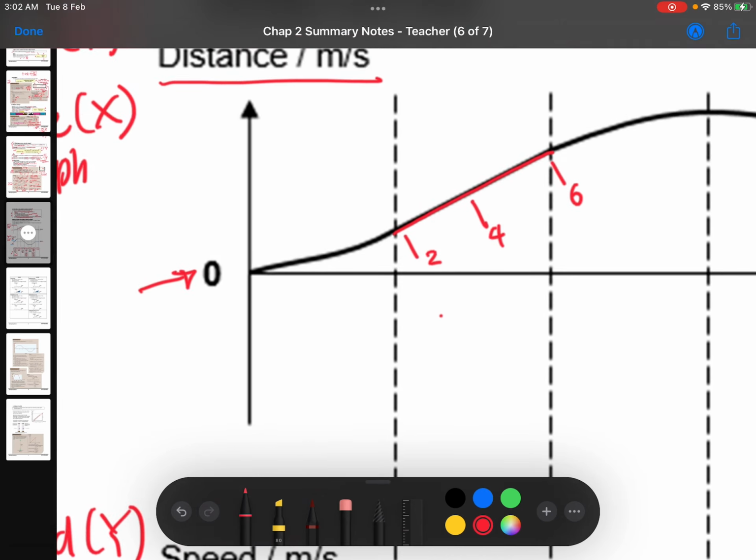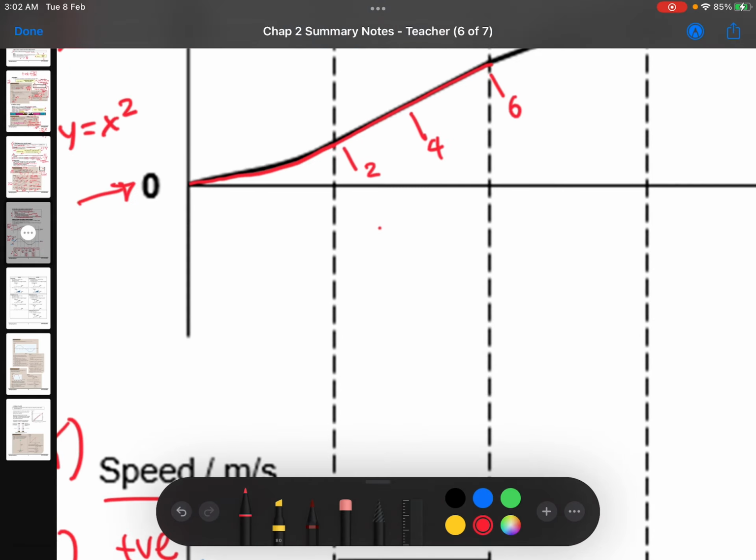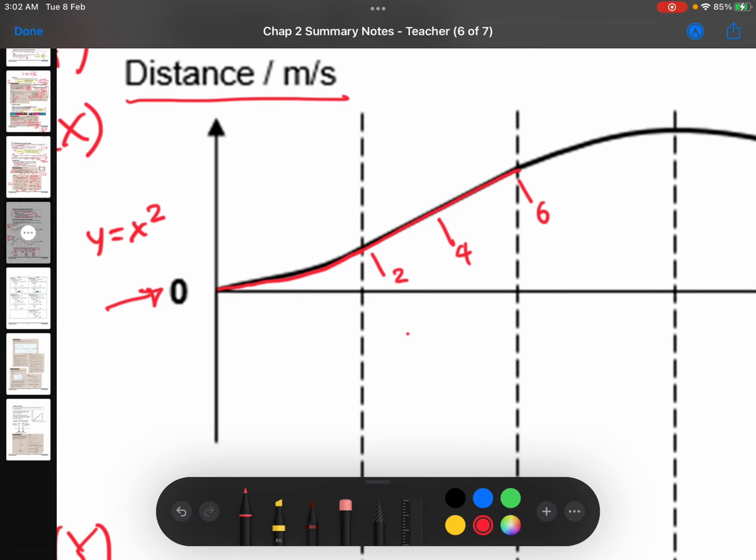Okay, you know y equals x squared. So you find that in this case, the graph is not like a straight line, not like constant speed. But you find that the distance you cover is non-linear. That means your distance keeps increasing.